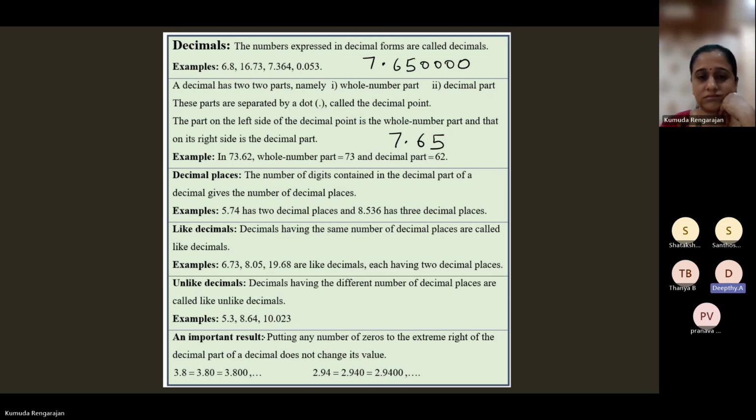Ma'am, but 7.0065 is different. Yeah, because that zero is embedded, in the middle. It's not in the extreme right. So if it is 7.6000000 and then a valid digit, now these zeros have meaning. They have value because they're not to the extreme right. There is a valid digit after the zeros. So here these zeros are meaningful.